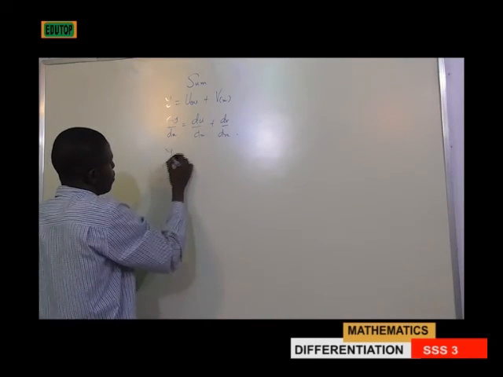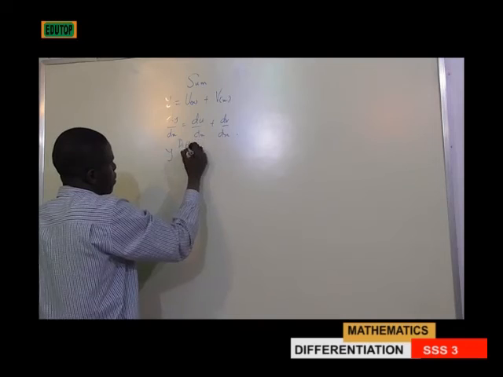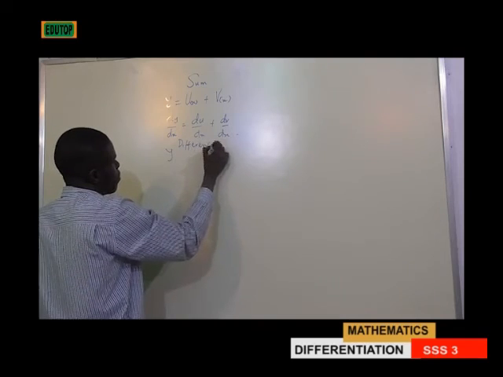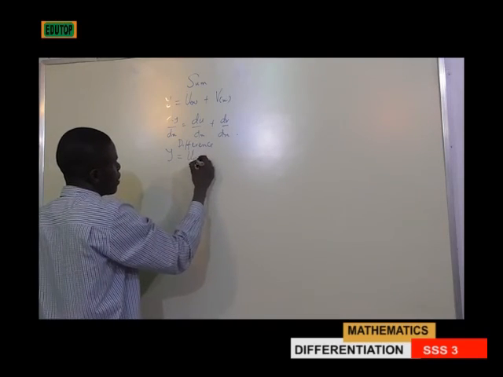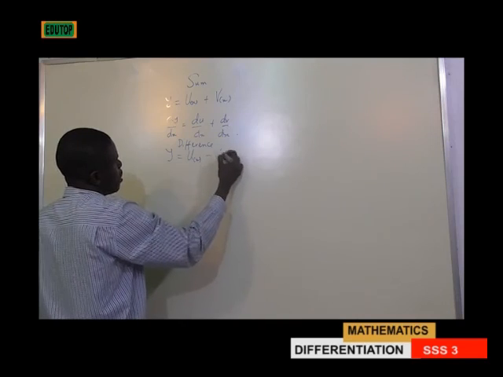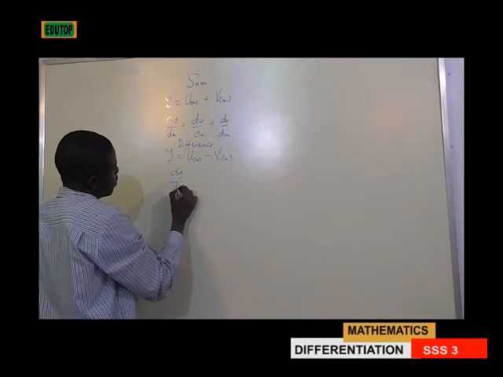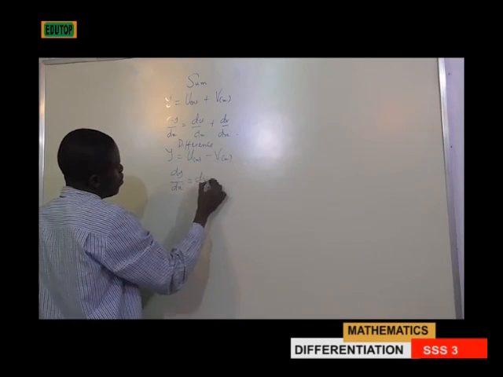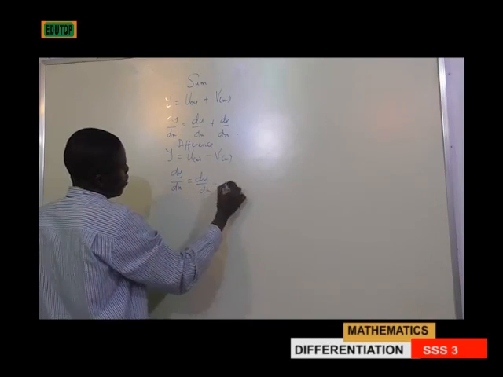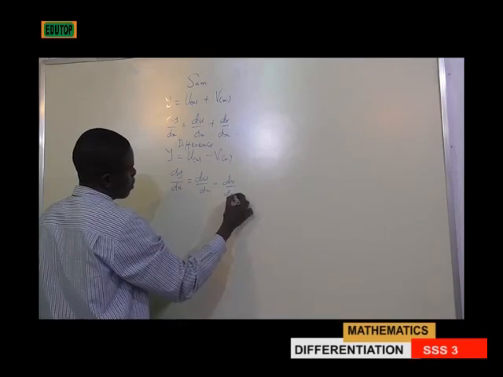Then for difference, we have y equals u of x minus v of x. So dy dx is equal to du dx minus dv dx.